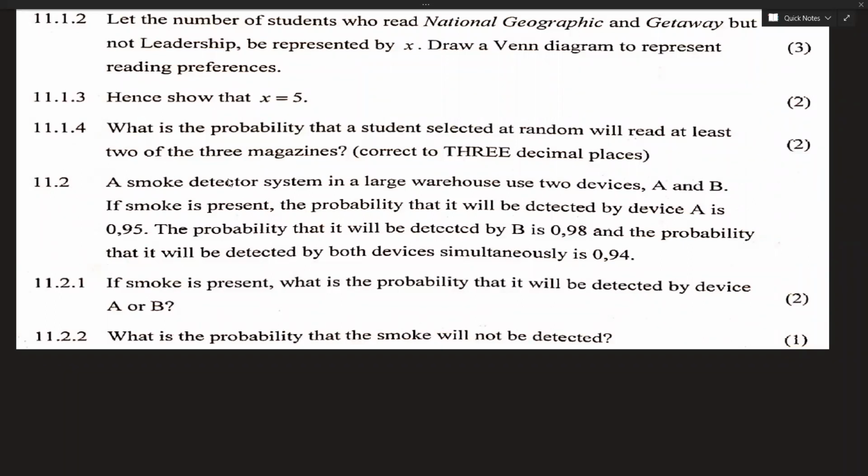Okay, so here they say a smoke detector system in a large warehouse used 2 devices, A and B. If smoke is present, the probability that it will be detected by a device is 0.9. By device A is 0.95, okay? So basically PA is 0.95, okay? The probability that it will be detected by B is 0.98. So PB is 0.98. And the probability that it will be detected by both devices simultaneously.